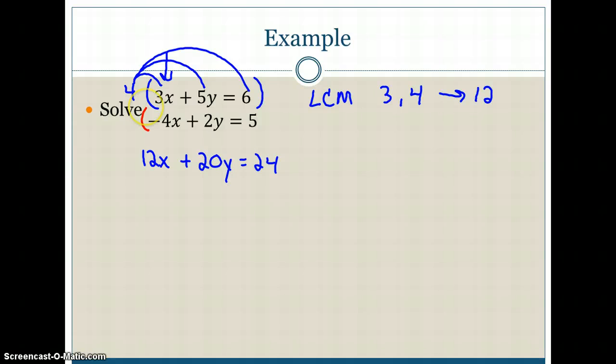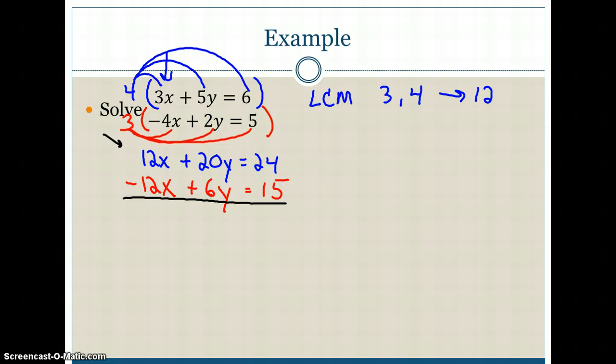The second equation here, I'm going to multiply everything by 3, because 3 times 4 would give me 12. So 3 times -4, though, will actually be -12x. 3 times 2y will give me plus 6y. And then 3 times 5 will give me 15. So what we've done here is we've created the opposites with the 12x and the -12x.